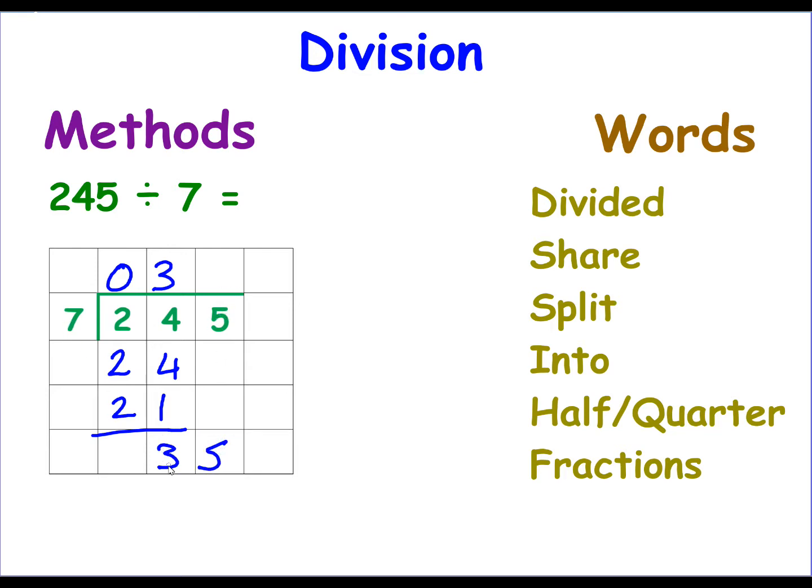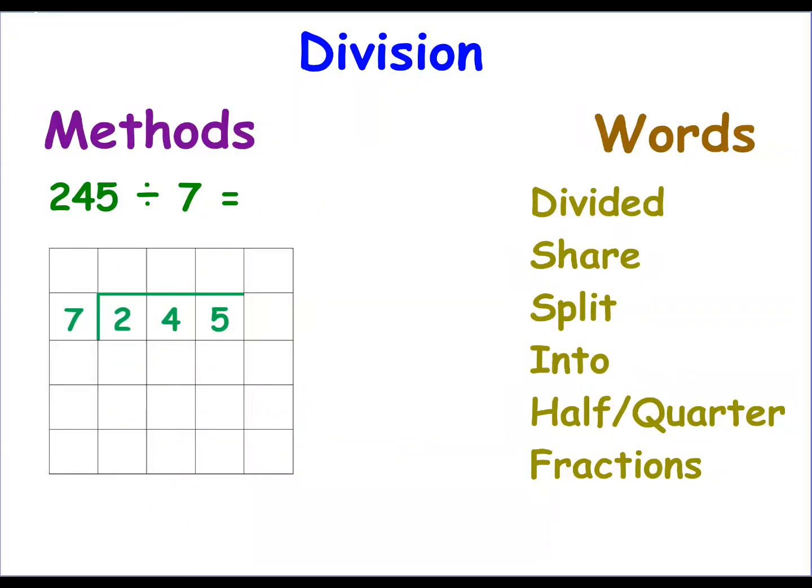Does 7 divide into 35? Yes, it does, exactly 5 times, because 5 times 7 is 35, and they cancel each other out. So the answer to 245 divided by 7 is 35.